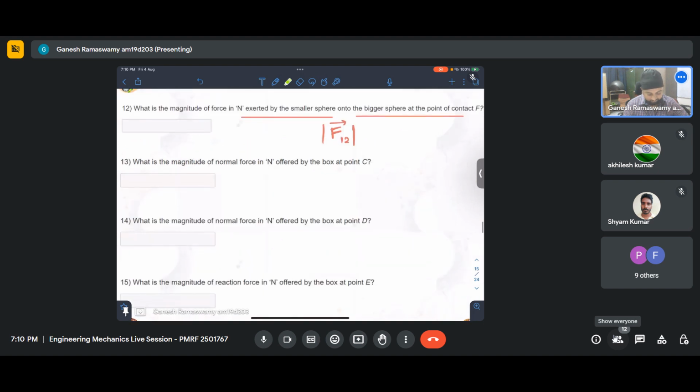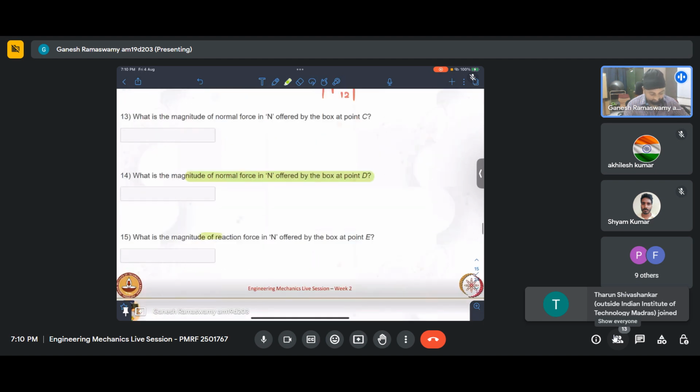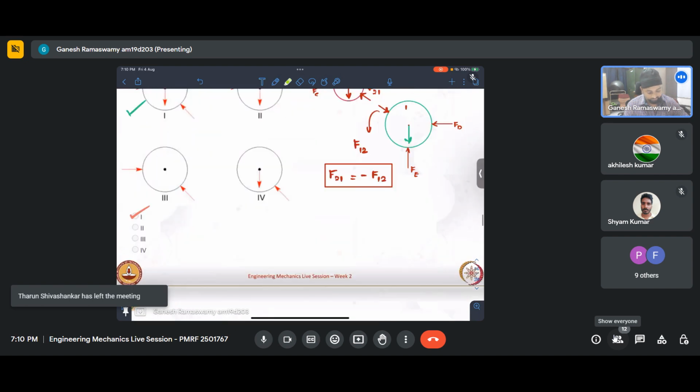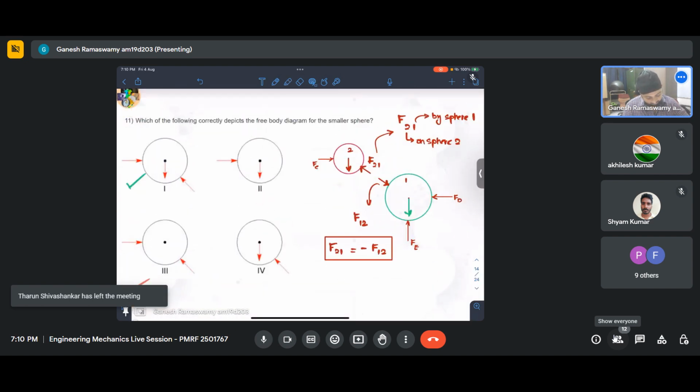Then we have the normal reaction force at C, normal reaction force at D, and normal reaction force at E. So those, let us see how to calculate them. So let me take this free body diagram.